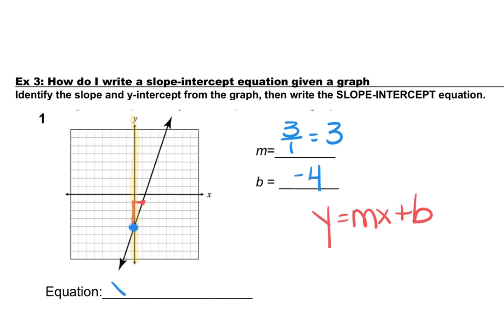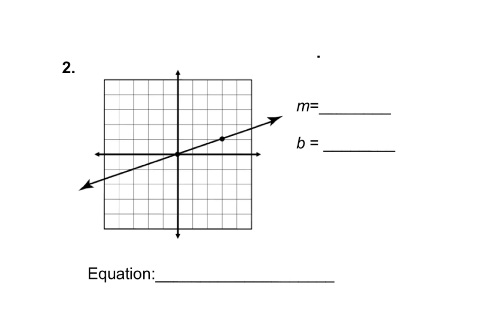So we're going to have y is equal to, our slope is 3. I'm going to put the variable x, and since our y-intercept is a -4, we have to have then -4. And then you're all done. All right, so question number 2.